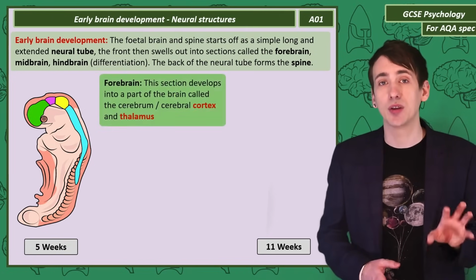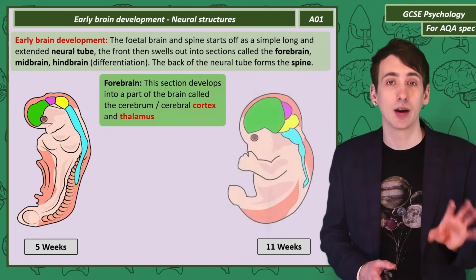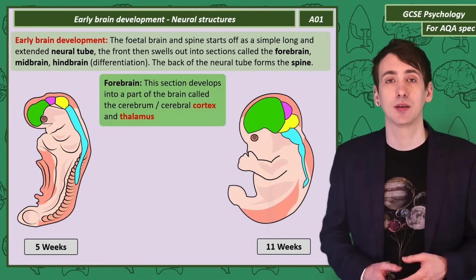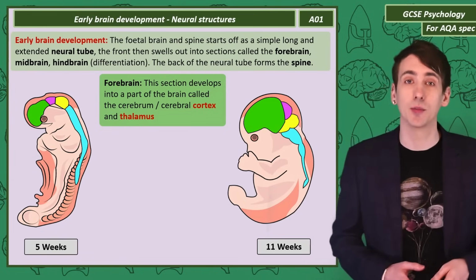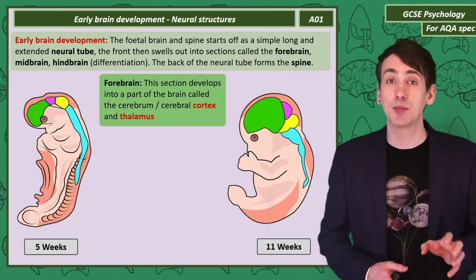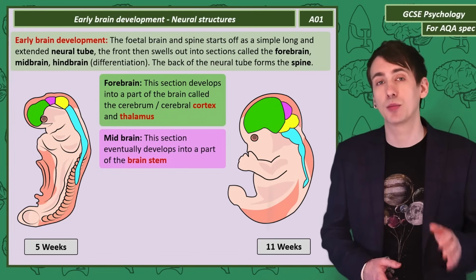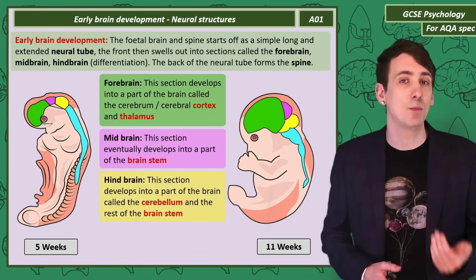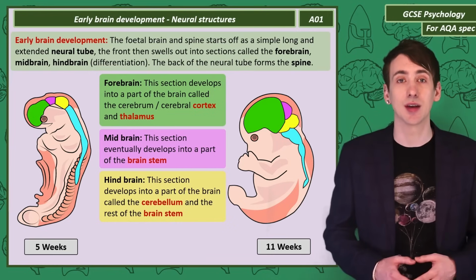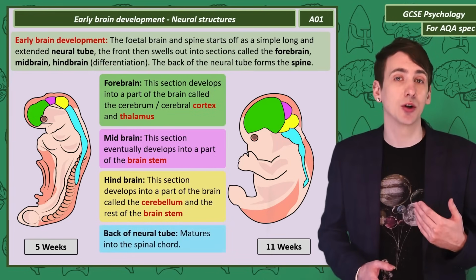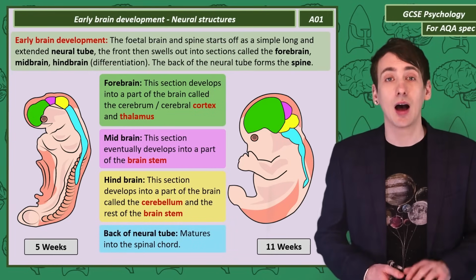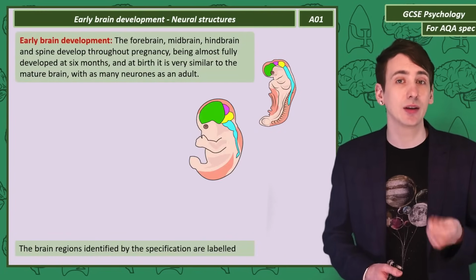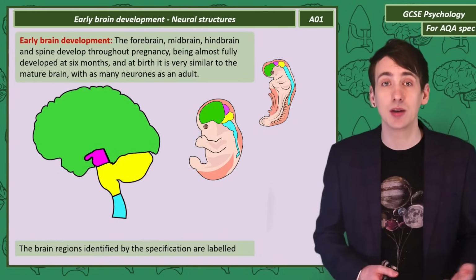The forebrain will develop into the largest section of the brain, called the cerebrum, or the cerebral cortex. The thalamus also comes from the forebrain. The midbrain eventually develops into part of the brainstem, and the hindbrain develops into a structure called the cerebellum, as well as the rest of the brainstem. And as I've said, the back of the neural tube becomes the spinal cord. At around 6 months into pregnancy, the brain is very similar structurally to the adult brain, with as many neurons.